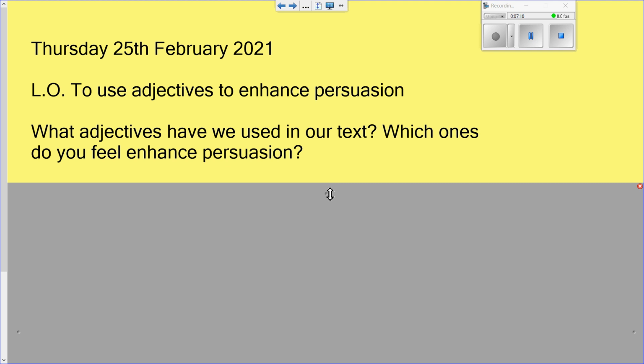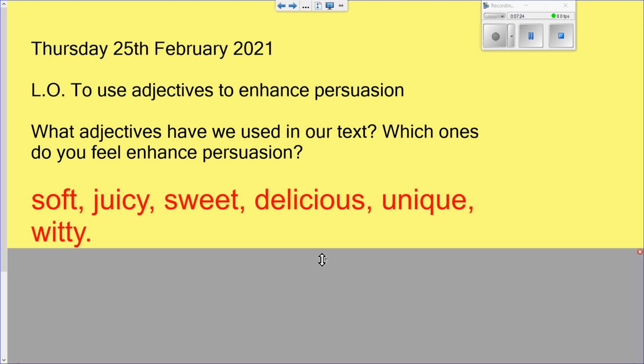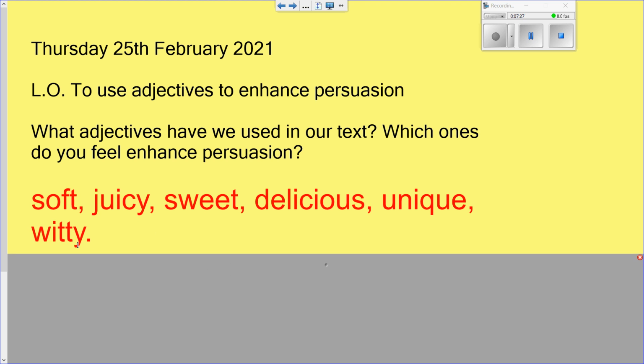Okay, hopefully you found a few. Hopefully some of you might have found them all. They describe the papaya as soft, juicy, sweet, delicious, unique, and witty. And the witty bit, that's quite a funny way to describe a fruit, isn't it? But remember, it is a talking papaya. So it might be quite witty, which means, remember, that quick humor, that quick banter. Those words are used in our text to make somebody want to buy this talking papaya.